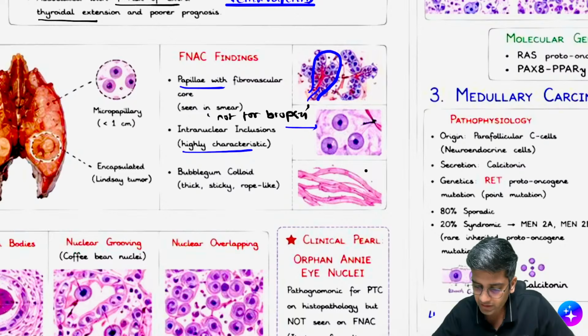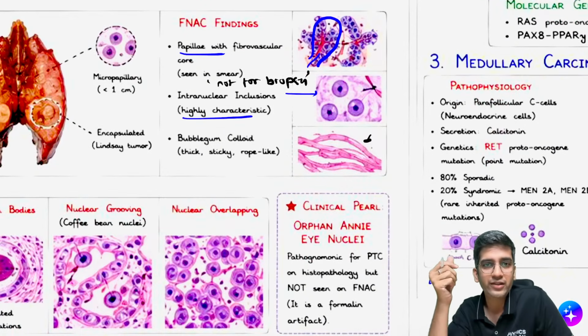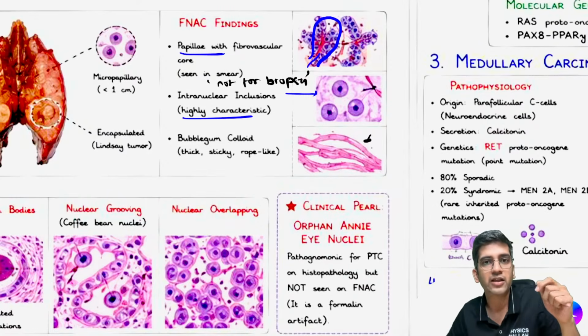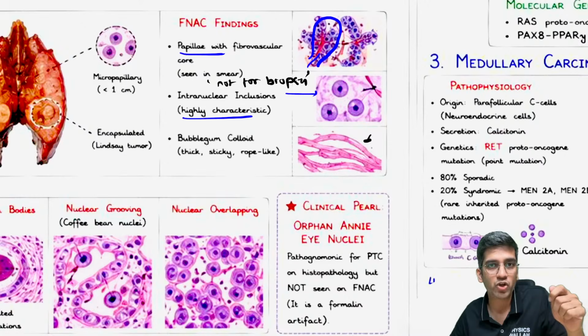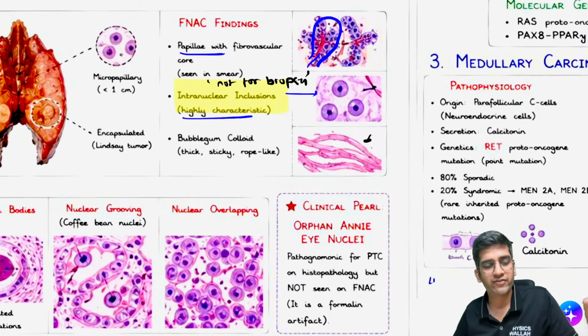And I have one more finding called bubblegum colloid. Colloid is generally very thin. It's a protein. Here it looks very thick, like bubble gum. Once you chew a bubble gum, it becomes stretchy, right? Like a bubble gum, it will be thick, ropey colloid. We call it bubble gum colloid. If you can't remember others, at least remember this. Intranuclear pseudo-inclusions in FNAC is a must.